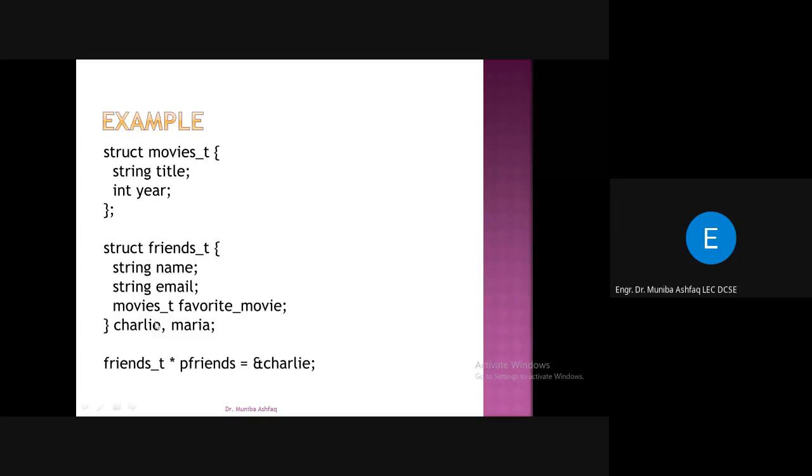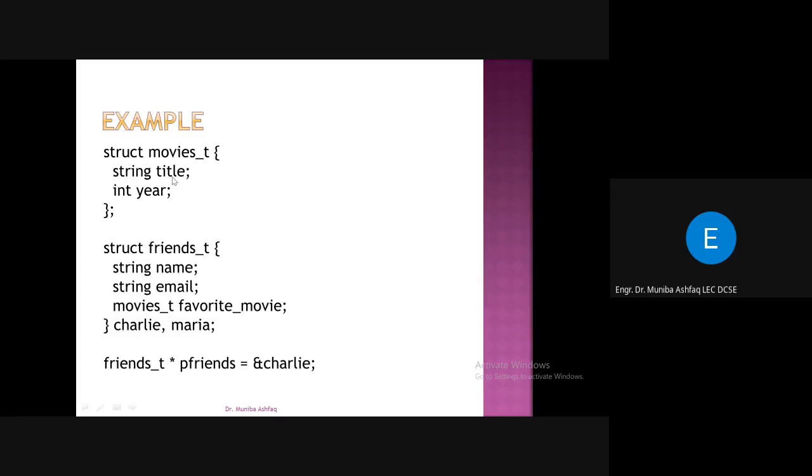Now Charlie can have name, can have email, can have a favorite movie. Now p_friends, this is a pointer to the object. Which object? Charlie. So I write here ampersand Charlie. So this is simply a pointer which holds the address of one of the objects. Which object? Charlie, right?